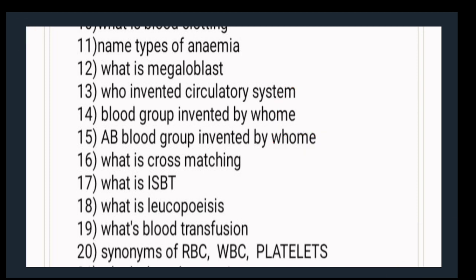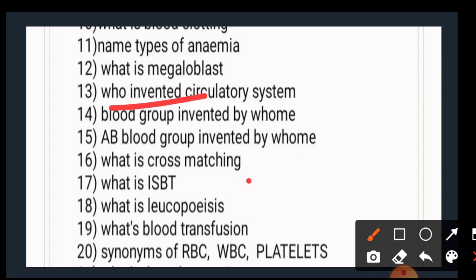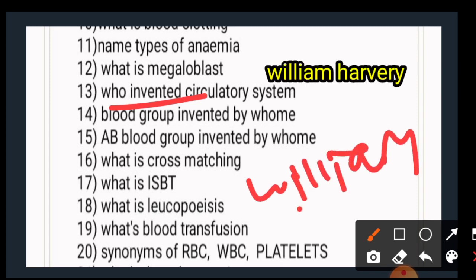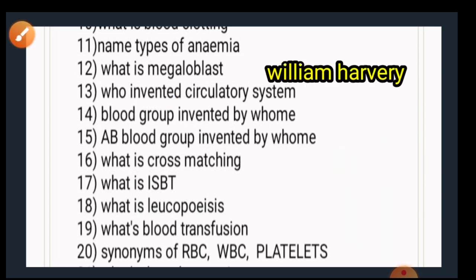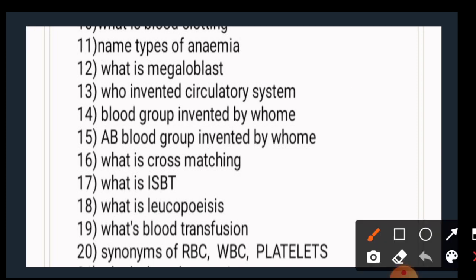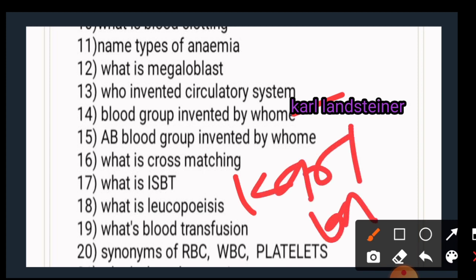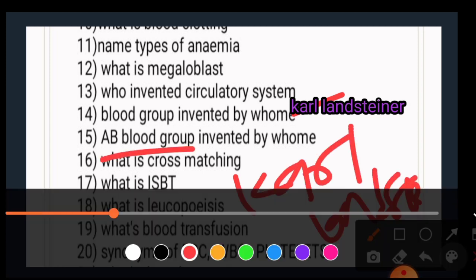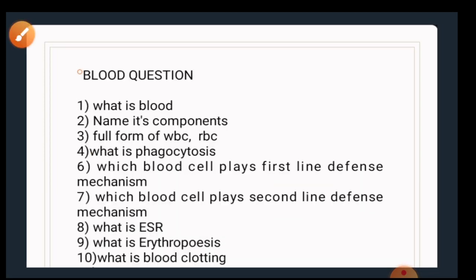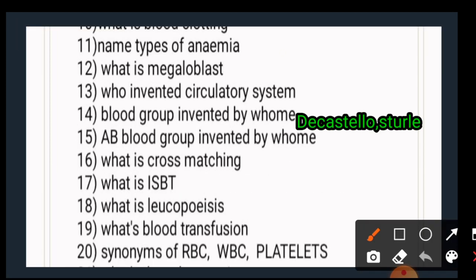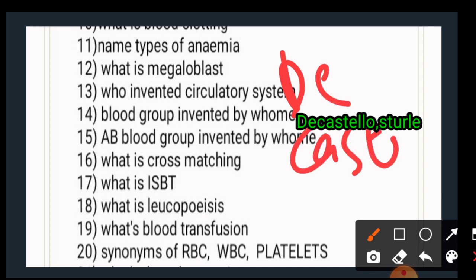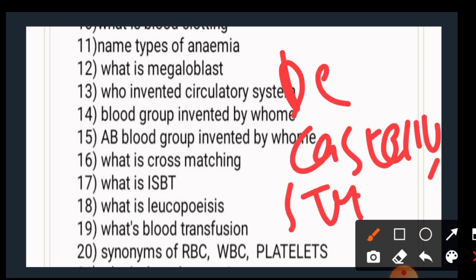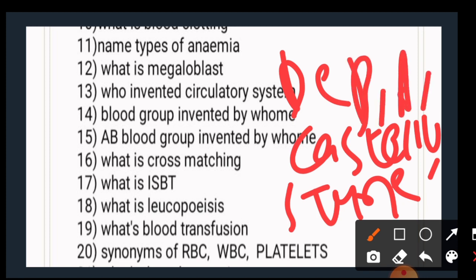Next is, who invented the circulatory system? That is William Harvey. Next, who discovered blood groups? Blood groups were discovered by Karl Landsteiner, but the AB blood group was discovered by De Castello and Sturli. It means Karl Landsteiner discovered the A blood group, B blood group, and O blood group.